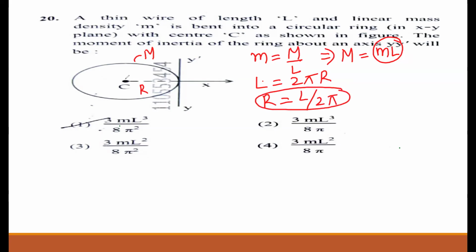But they are asking the moment of inertia about the axis y dash. But what is y dash according to the parallel axis theorem? That is nothing but the axis which is passing through its center.